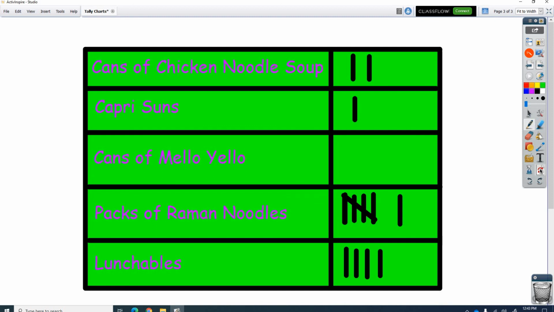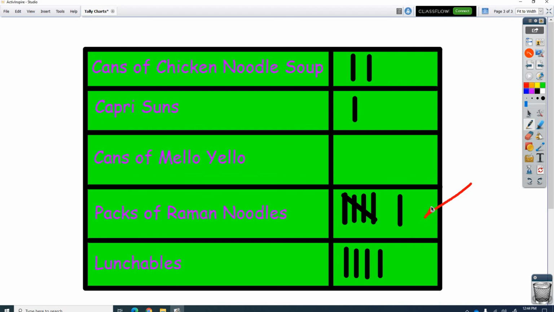All right, so I've got one more question about this tally chart. How many more packs of ramen noodles do I have than cans of chicken noodle soup? Think about that one. How many more ramen noodles do I have than cans of chicken noodle soup? Did you get 3? How did I get 3? Well, oh, wait a minute. I bet it wouldn't be 3, would it?